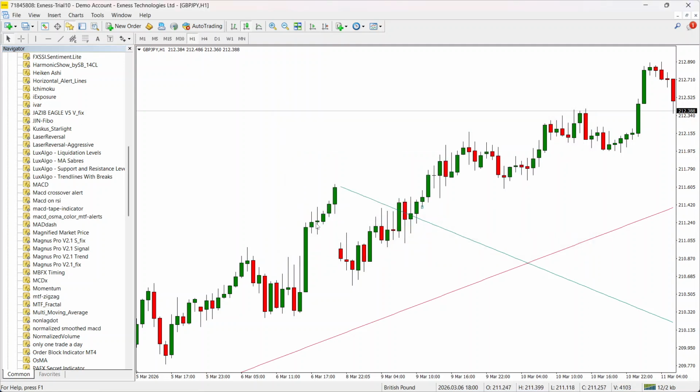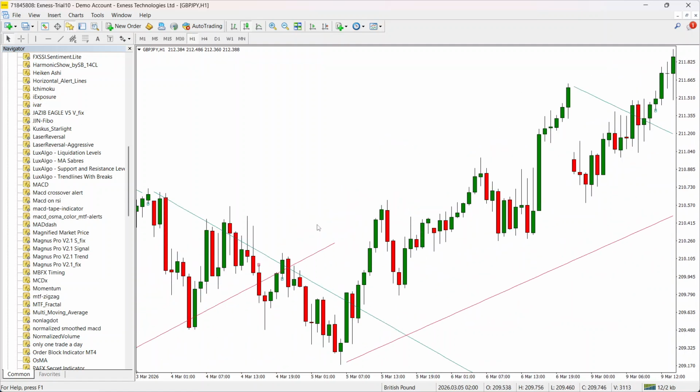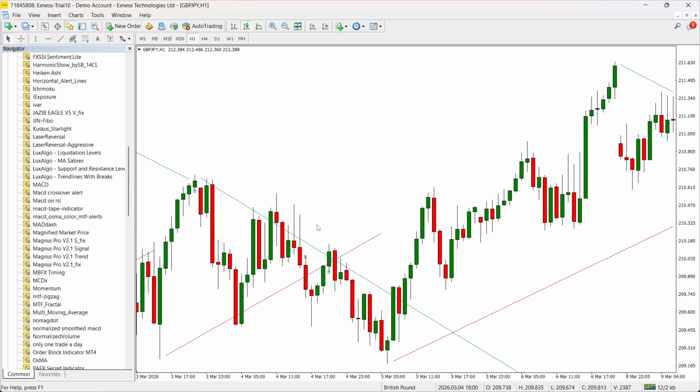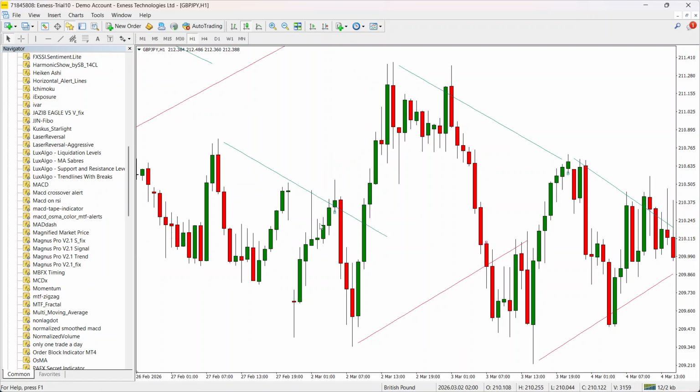Now, who is it for? The trend line with breaks is suitable for traders who rely on trend line analysis for breakouts and reversals and want visual confirmation of significant breaks.